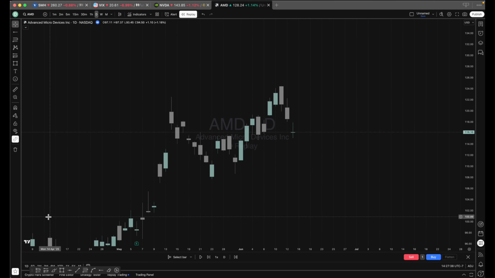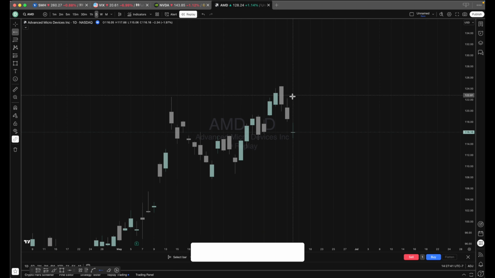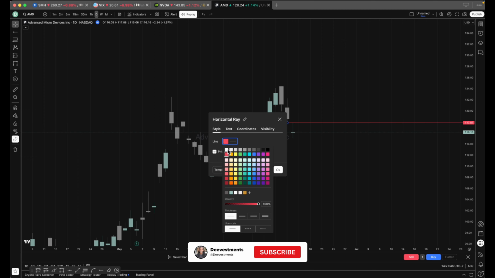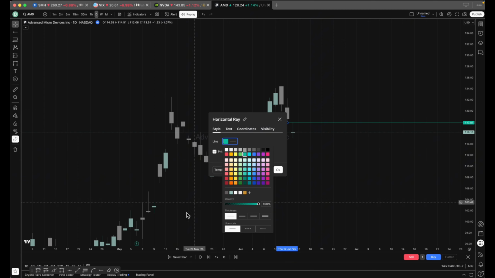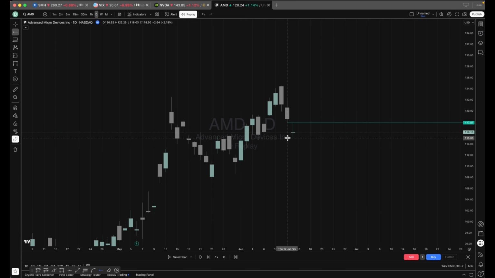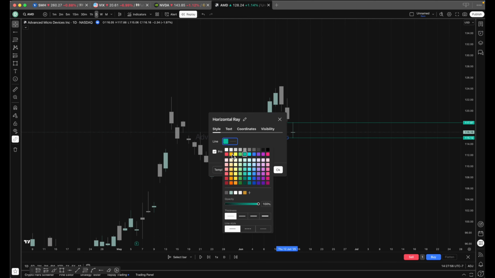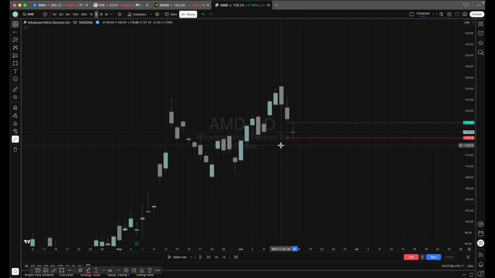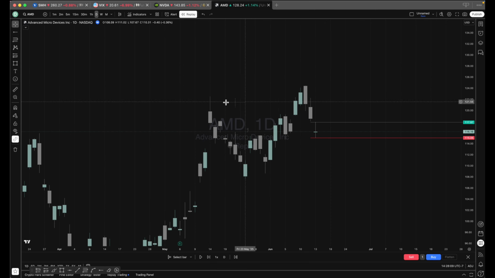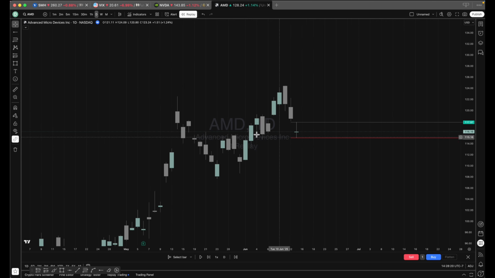Coming into the day, I like to look at the daily time frame first and mark out the previous day's highs and lows, because if we are above the previous day's high, there's a high chance that we continue higher. And if we're below the previous day's low, there's a chance that we continue lower. Doesn't always happen, but there's a chance. And once I have marked out those levels, AMD sentiment right now looks like it wants to continue higher, but let's see how it plays out.